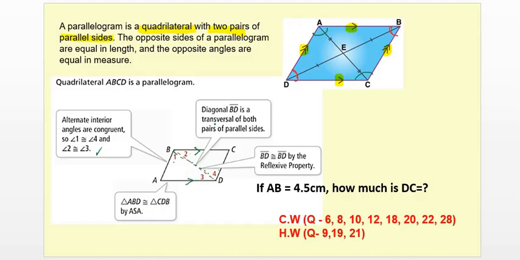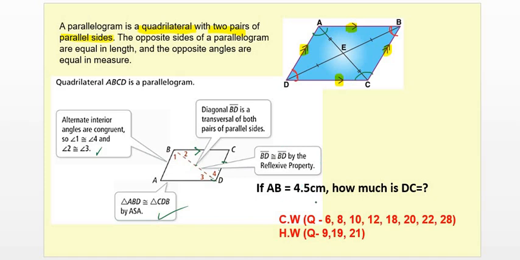Similarly, the diagonal BD is the transversal of both the pairs of the parallel sides. Now this transversal that you have drawn in the form of the diagonal is common for both the triangles, this triangle and this triangle. Because of the reflexive property, this common side is equal in both the triangles. And we already know that this side is equal to this one and this side is equal to this one in measurement. So you can see that these two triangles are actually congruent, by SAS property.